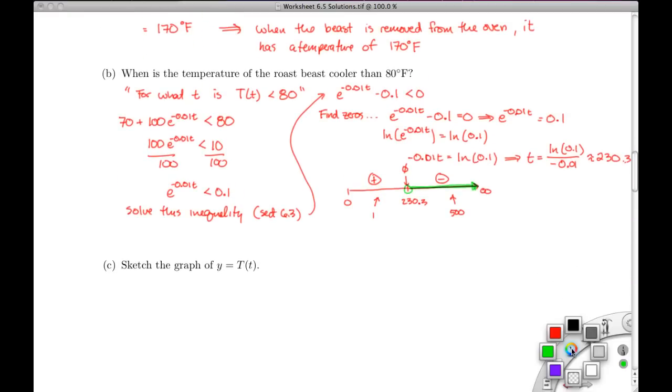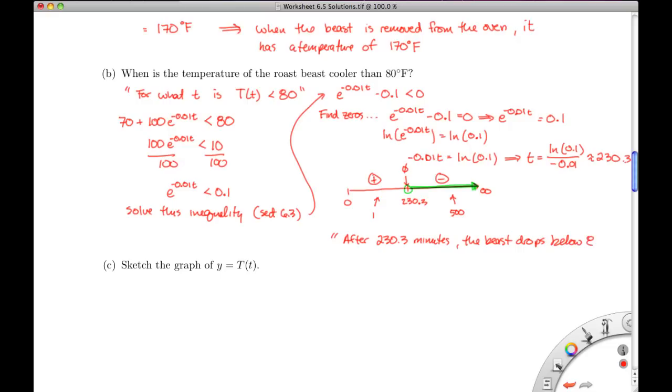So we could sum it up by saying that after 230.3 minutes, the beast drops below 80 degrees Fahrenheit. And that would be a perfectly reasonable solution there.